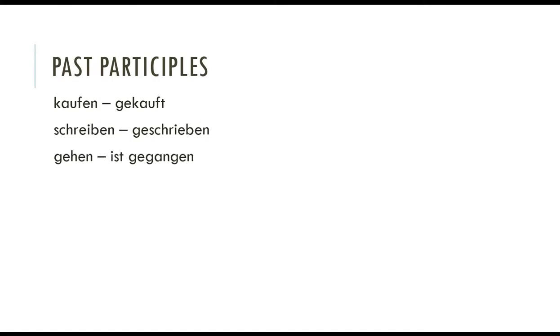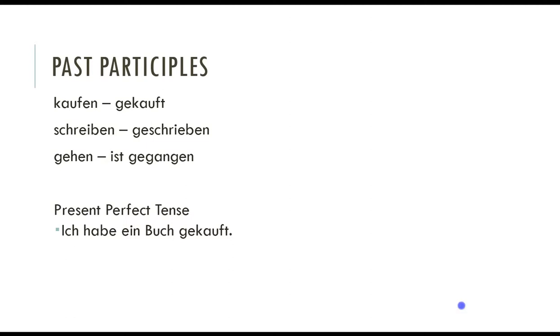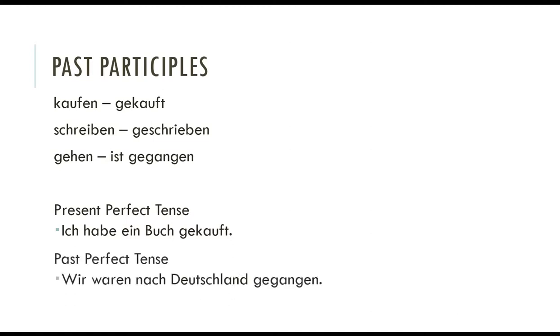So, we've mostly utilized these to talk about tenses. We've seen them in present perfect tense. So instead of saying ich kaufe ein Buch, we would say ich habe ein Buch gekauft. You've probably also seen these then in the past perfect tense. So instead of saying wir sind nach Deutschland gegangen, wir waren nach Deutschland gegangen. So that's when we're talking about past participles with regards to tenses.